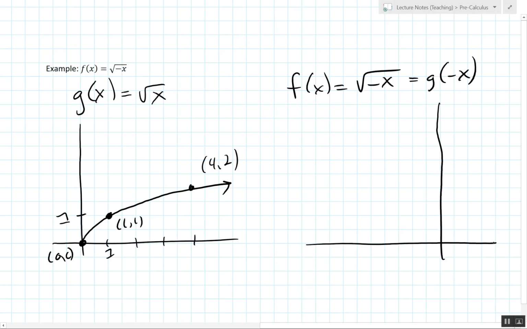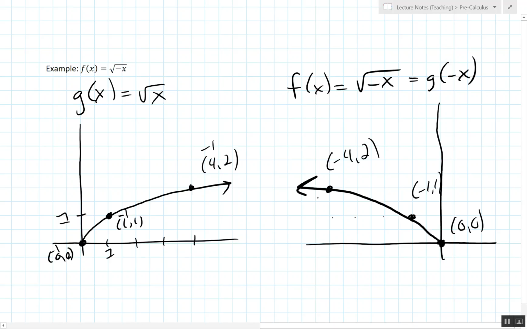And so again, since the 0 has no sign, we just stay at 0. If we multiply the x coordinate here by negative, we'll be at negative 1, positive 1. Now if we multiply the 4 by negative 1, we'll get negative 4, comma 2. So here's 2, 3, 4. And so we're at negative 4, 2. And notice that our square root function now just points in the opposite direction. Alright, that's reflections. We'll do more complicated examples in class.